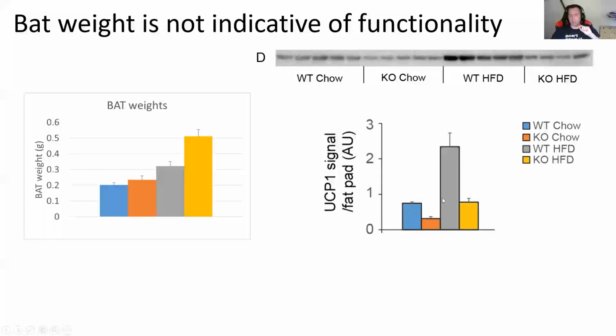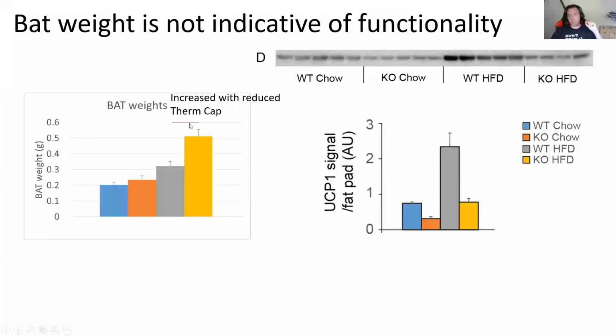And going back to this data I showed earlier with UCP1 per fat pad, which is a readout of thermogenesis, these were the tissue weights of these animals. What you can see is that between the wild types on chow and a high-fat diet, we see an increased BAT mass of about 50% relative to the wild type, which is associated with a 4-fold increase in thermogenic capacity. So in this case, increased BAT weight associates with increased thermogenic capacity.